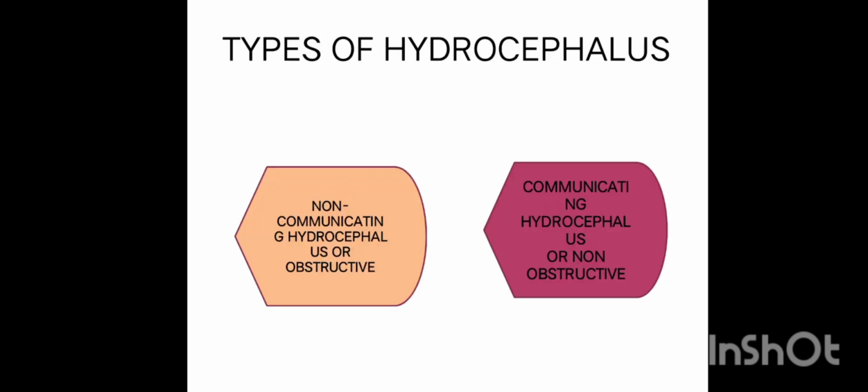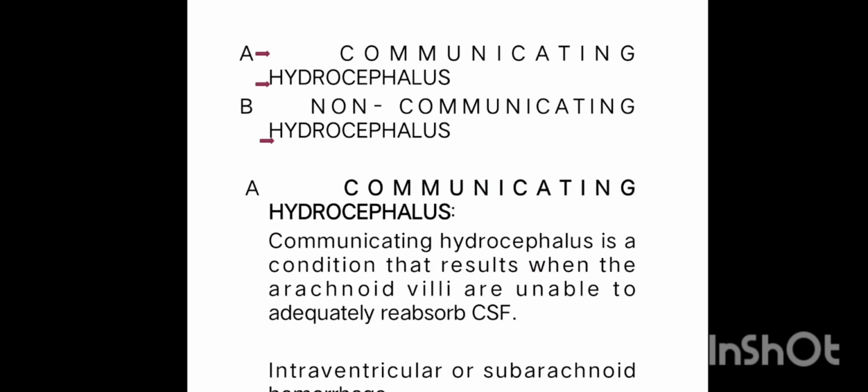Next are the types of hydrocephalus: non-communicating or obstructive, and communicating or non-obstructive. We'll see in detail. Communicating hydrocephalus is a condition that results when the arachnoid villi are unable to adequately reabsorb the cerebrospinal fluid. From the earlier slides we have seen that when a particular amount of cerebrospinal fluid is formed, an equal amount has to be reabsorbed. So in communicating hydrocephalus there is a disturbance in the absorption of cerebrospinal fluid by the arachnoid villi.